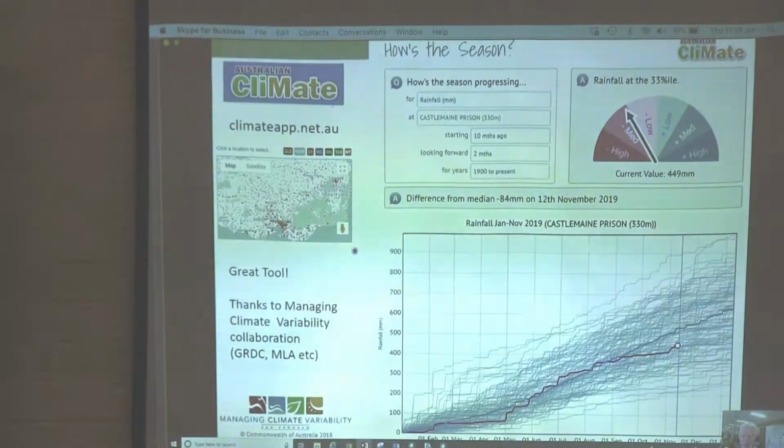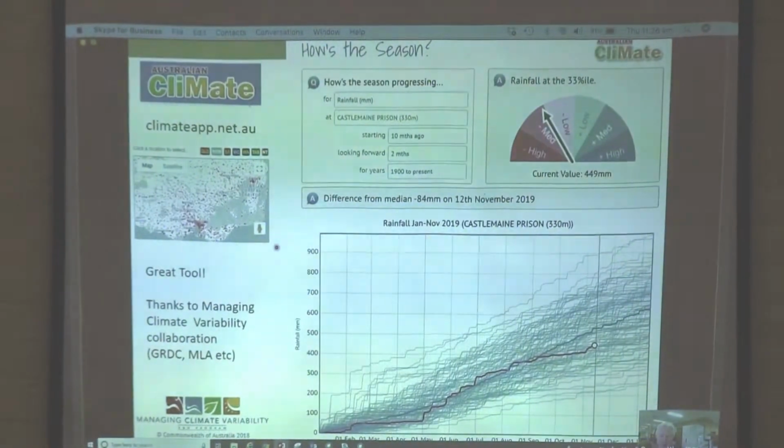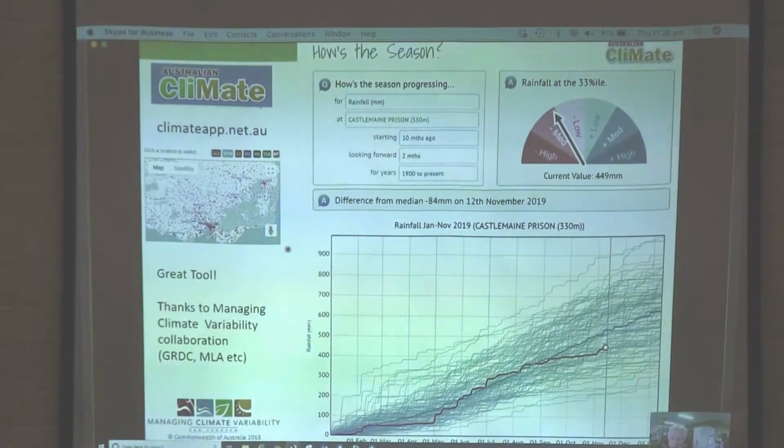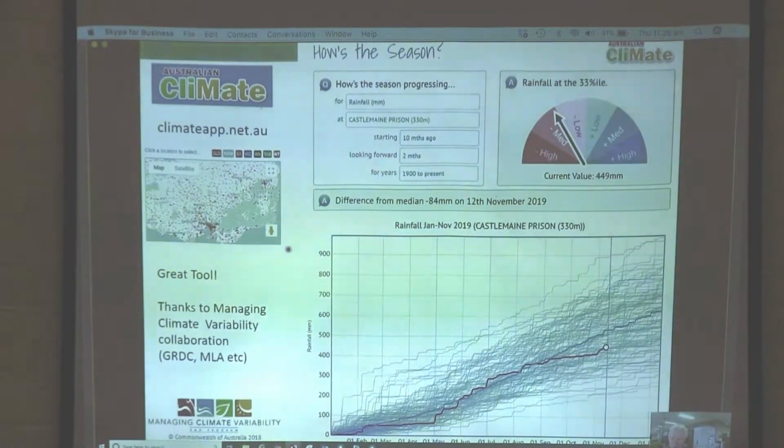So I'm going to start with that little tool that I really like. It's Climate. Has anyone there used the Climate tool? Seen it before? No. It's an app for your phone, or you can use it on your desktop. So you can see that address there, climateapp.net.au.